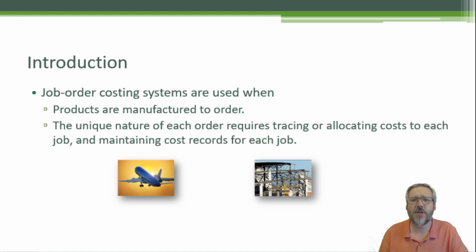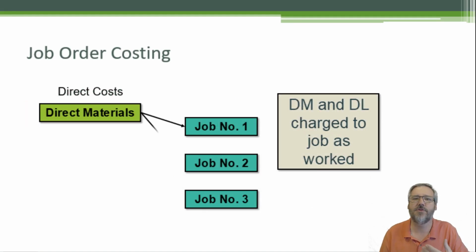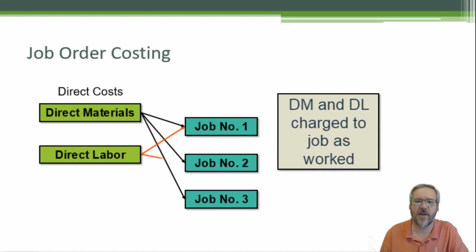So job order costing is useful when we have one item that's being typically custom manufactured for a client. So when a manufacturing facility begins work on an item, they are able to pull in direct materials and direct labor, and we can apply it directly to these jobs. In the example we have up now, we have 3 jobs. Direct materials and direct labor are charged to the job as the job is worked.